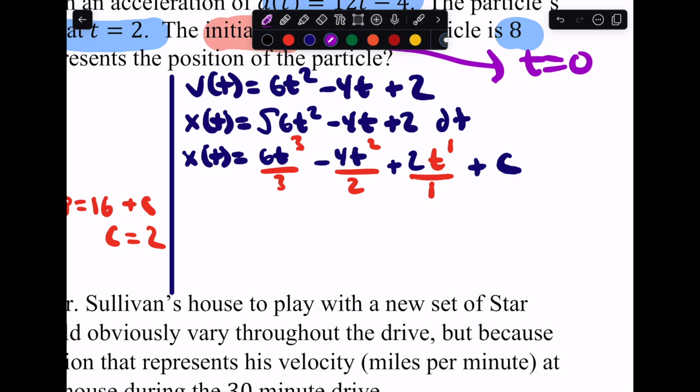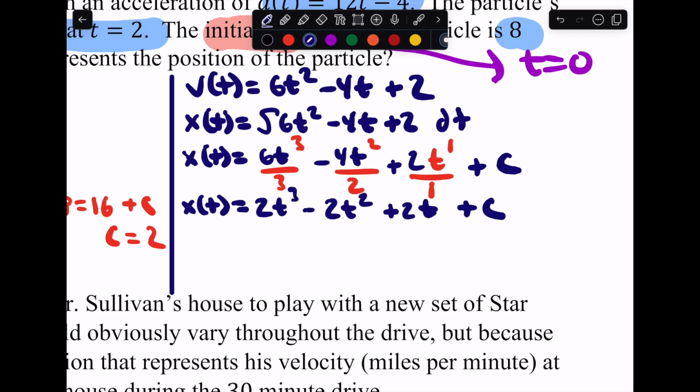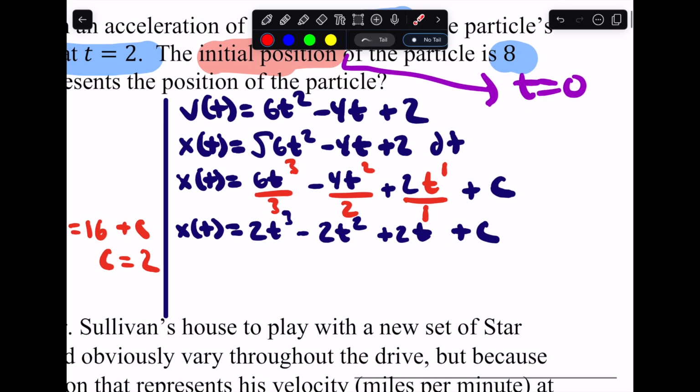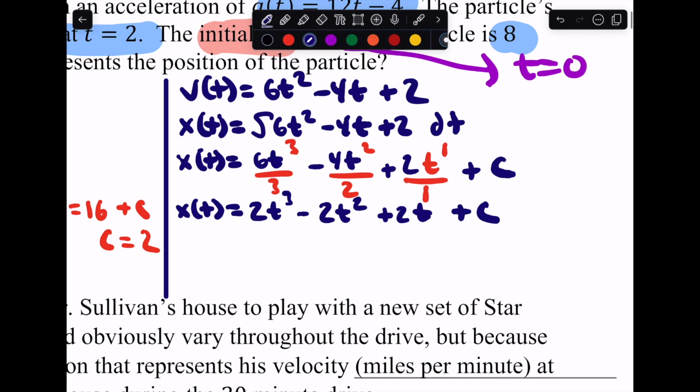So let's do that. If we simplify, this looks like that my x of t is going to be equal to 6 divided by 3 is going to be 2t to the third, minus that 4 divided by 2, which is 2t squared, plus the 2t plus my c. And again, when t equals 0, that position is 8. So let's plug in that information here.